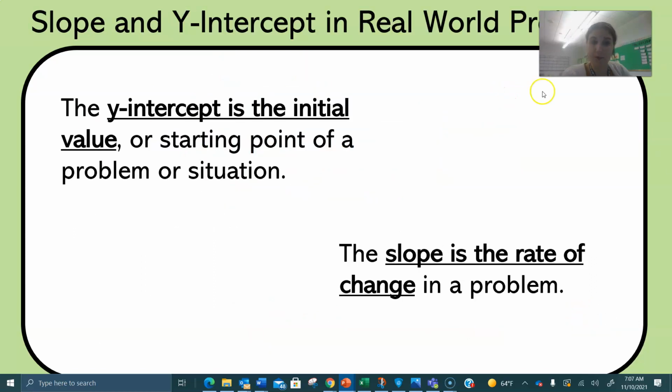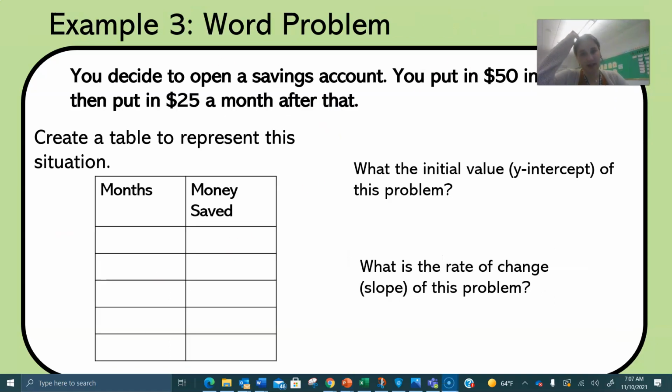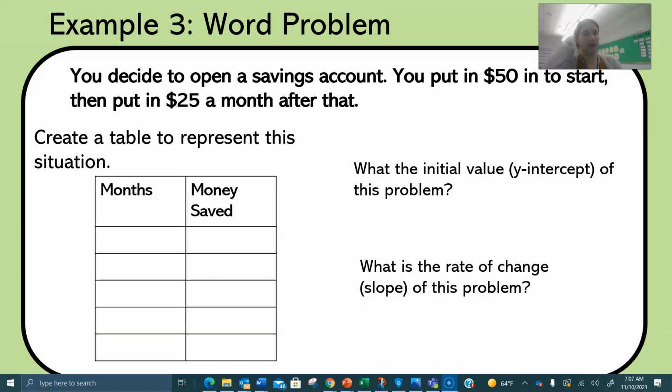In word problems or real-world problems, the y-intercept is the initial or starting point of a problem, so the starting value. The slope is the rate of change. So let's see some examples. First example, you decide to open a savings account. You put $50 in to start and then put $25 a month after that. So pretty standard savings. You put some money in every month.